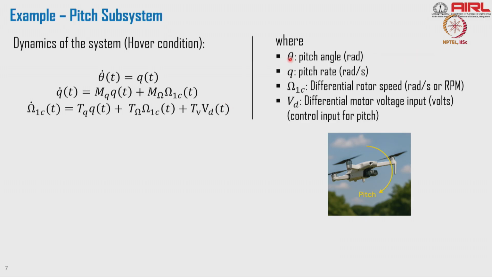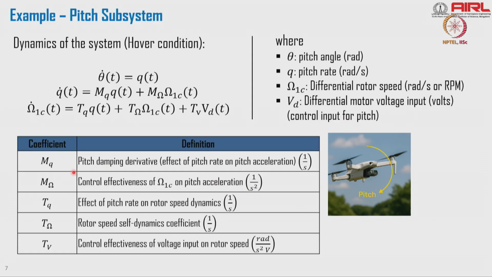Theta is the pitch angle, which is in radians. Q is the pitch rate, in radians per second. Omega 1C is the differential rotor speed required to get the pitch motion, usually represented in RPM. VD is the differential motor voltage, which is the control input for the pitch motion. So, what are these terms MQ, M omega?